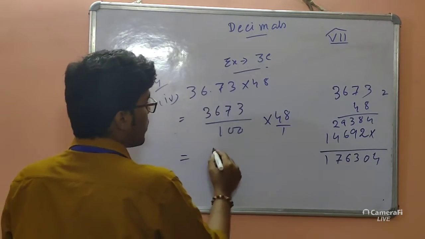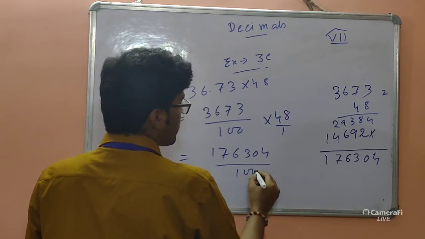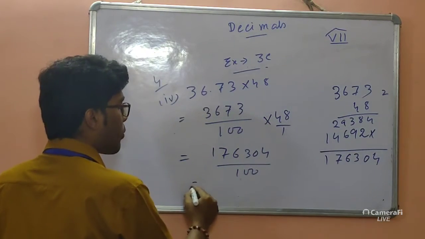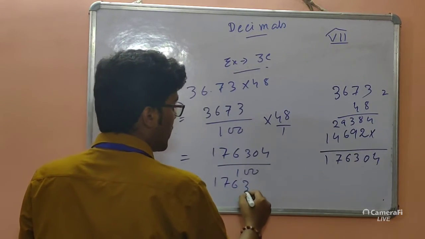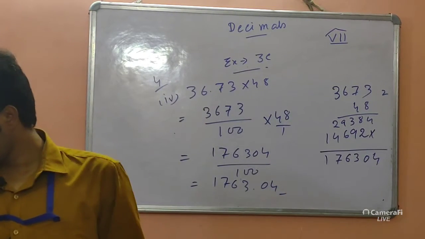So what comes? 176304 divided by 100. So how many zeros are there? 2 zeros are there. So from the right, after 2 places we will give the point. So 1763.04. So that is how it is being done.